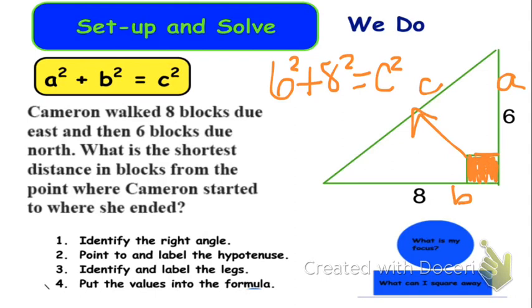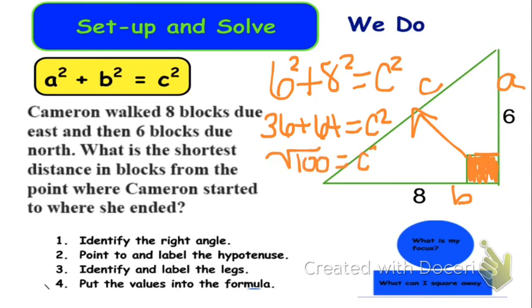When we square 6, we're going to get 36. When we square 8, we're going to get 64. When you add those together, you should get 100. So we're going to take the square root of 100, and go ahead and see if you can find the square root of 100, and that's going to be leg C. So C equals 10.